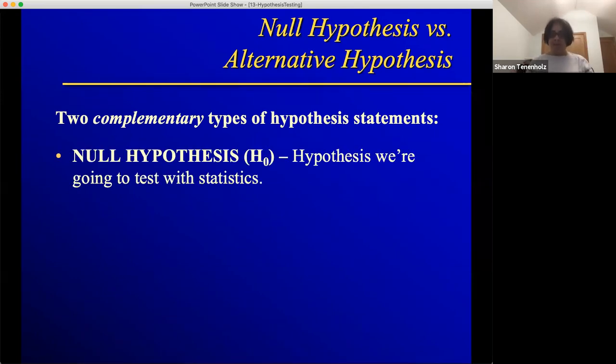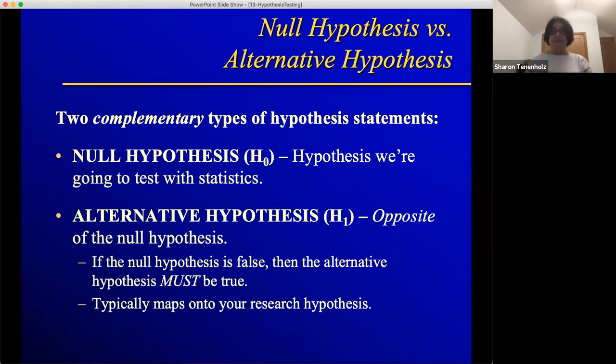So the null hypothesis, which we write as H naught, H with that little subscript zero, symbolizes the hypothesis that we're actually going to test with our statistics. It's the hypothesis that represents that place of skepticism. Yeah, nothing's going on here.